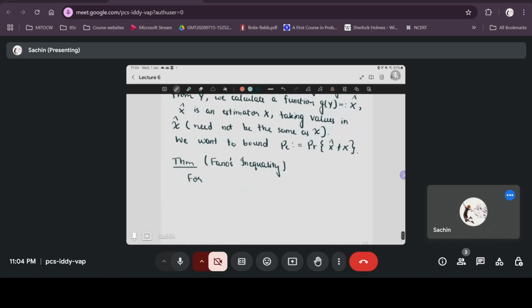For any estimator x hat such that x, y, x hat forms a Markov chain. When we write x arrow y arrow x hat, that means x, y, x hat are in a Markov chain, with PE being, by definition, the probability that x is not equal to x hat.